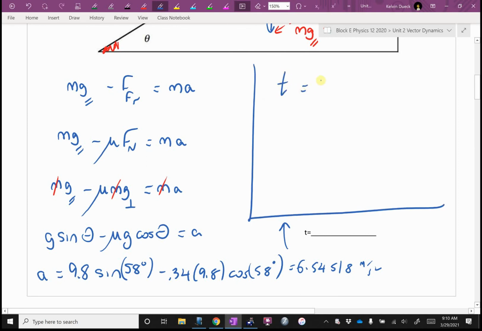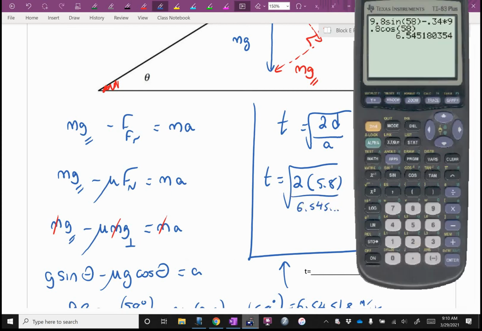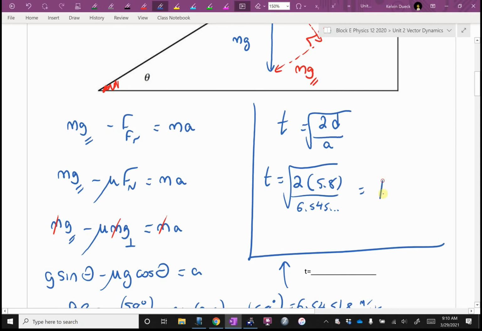Time was equal to the square root of 2 times d over a. Time was equal to the square root of 2 times 5.8, all over 6.545. I'll use my answer button. 2 times 5.8 divided by answer button. Square root of that. Y'all get 1.33 seconds? That's a nice written question in my mind.